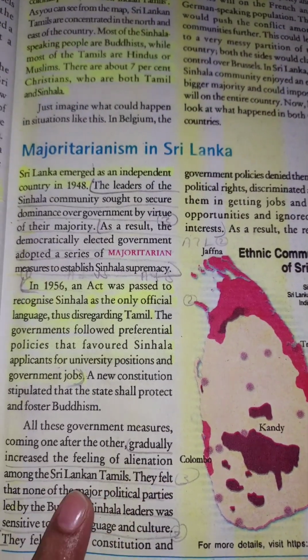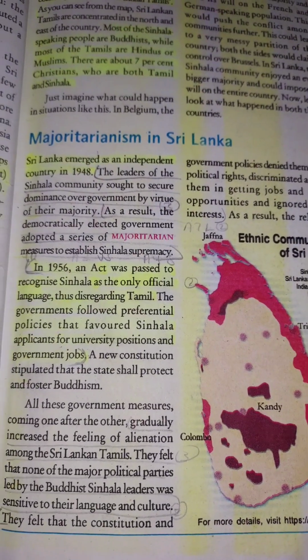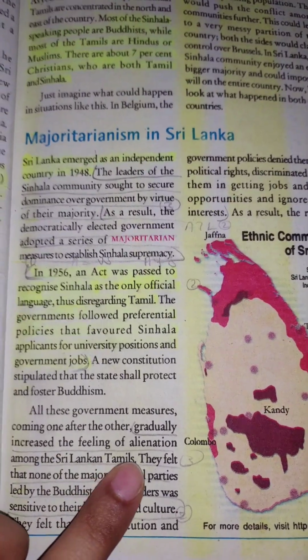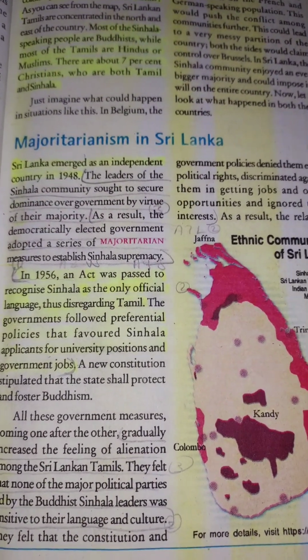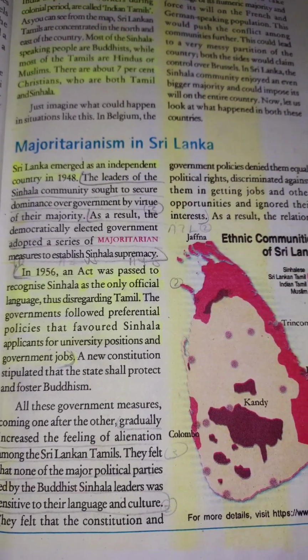So this part is important. This part is also important. So what led to the development of a feeling of alienation among the Tamils? Here you can see there were four points given. First of all, they felt that no political party was focusing on their language and culture.